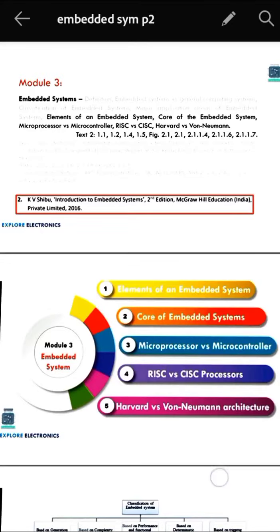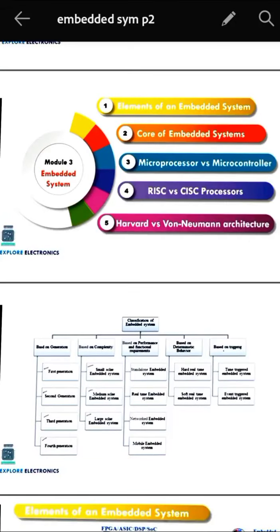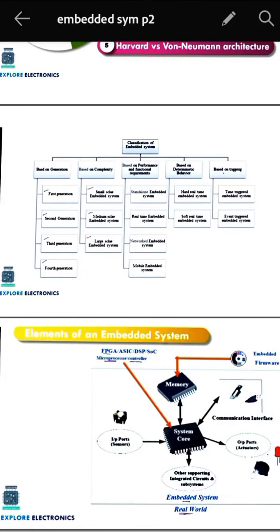Before studying that, we have to glance at the classification of embedded system. We studied only the classification based on generation and complexity. These are the other classifications of the embedded system: based on performance, based on triggering, or based on deterministic. Okay, these are some other classifications of the embedded system. Let's glance at it.